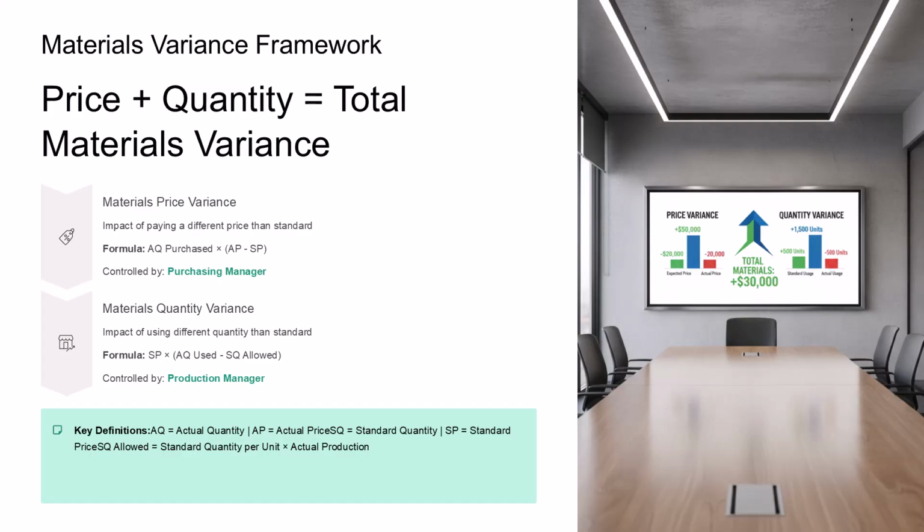By calculating separate variances, you can have specific conversations with specific managers about specific performance dimensions. You're not just saying materials costs were over budget. You're saying we saved $300 on purchasing, but lost $800 on waste. Let's talk about production efficiency. That precision drives action. Now let's see this framework applied to a real example so the mechanics become crystal clear.